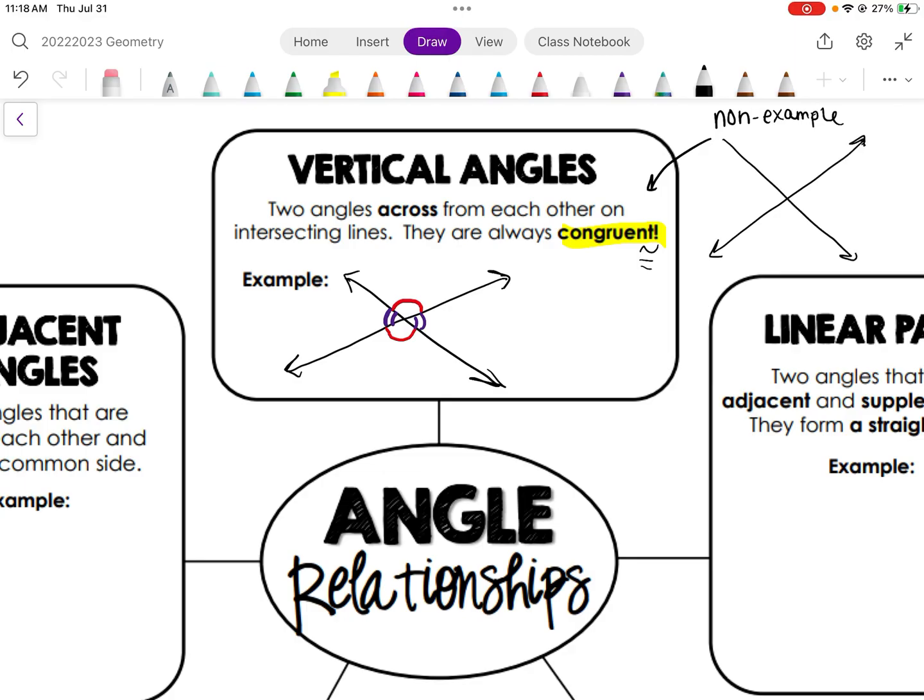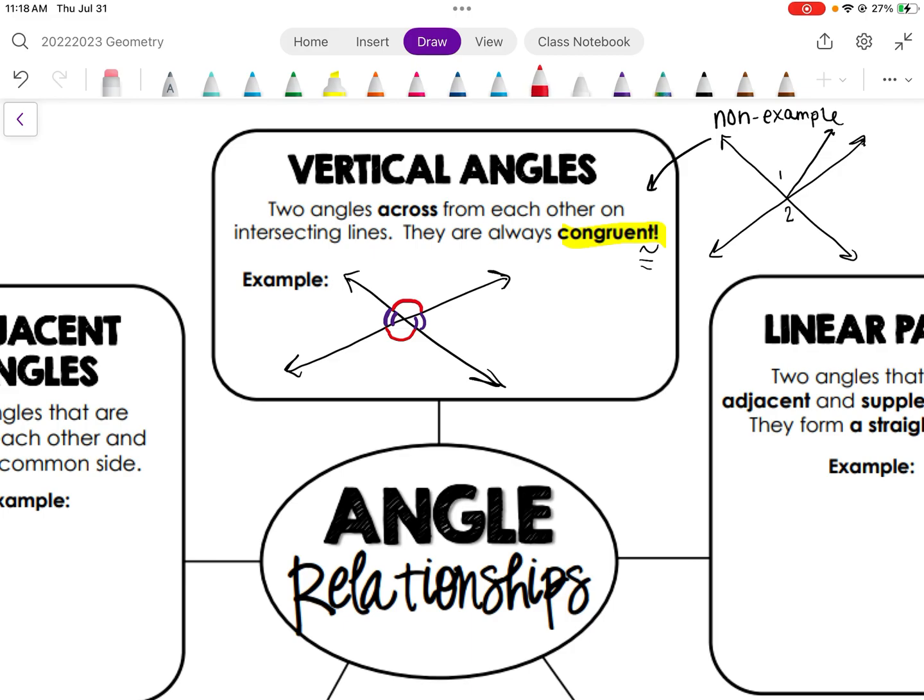So I have these two lines intersecting, but then I also have this ray sticking out. Let's call this angle 1 and this angle 2. Here's where it is very, very tempting. 1 and 2 look like they're across from each other. So it's tempting to say that they're vertical angles and they're the same.